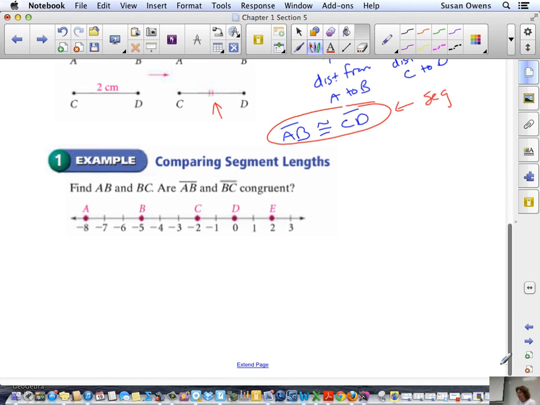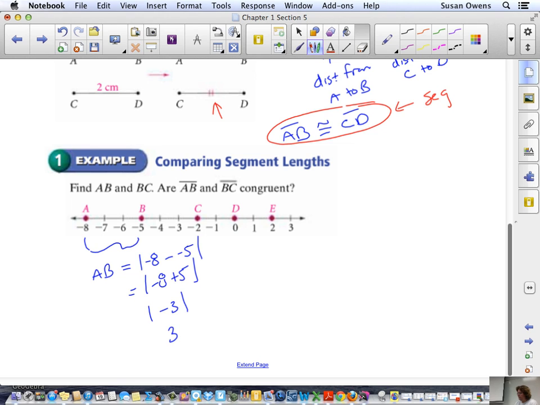Okay? So find AB and BC, and show that AB and BC are congruent. Very easy problem, but notice the notation, because this first chapter is all about notation. So let's find AB. AB, no segment line because I'm talking about the distance, is the absolute value of negative 8 minus negative 5. Be careful. Negative 8 plus 5 is negative 3, which is 3.